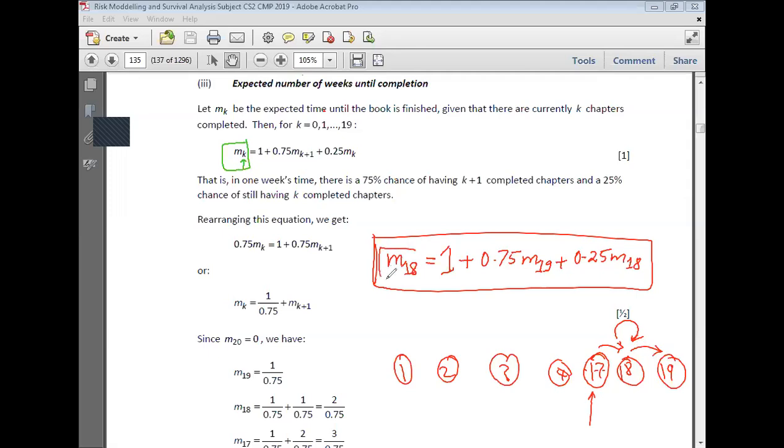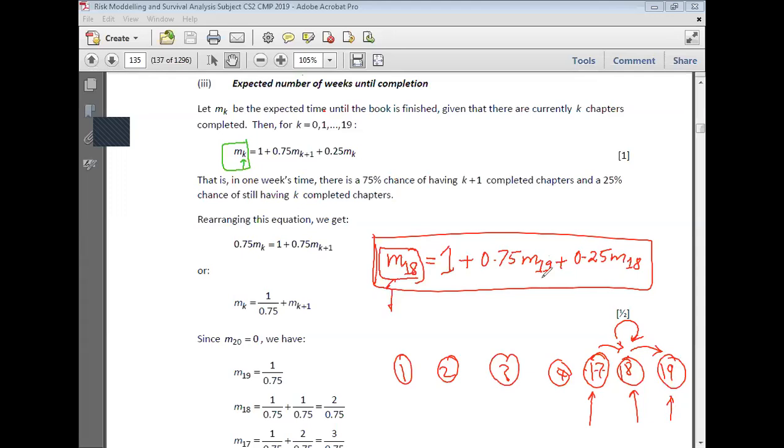M18. So the expected time, and here you are assuming that you have already finished 18 chapters. So you are here right now, you have completed 18 chapters, and now you see what all can happen. You can either stay at 18 or you can go to 19, right? And once you are at 19, what will you have? You can multiply the chance that you will move to 19 with the expected time that you expect your book to finish if you are at 19, right?